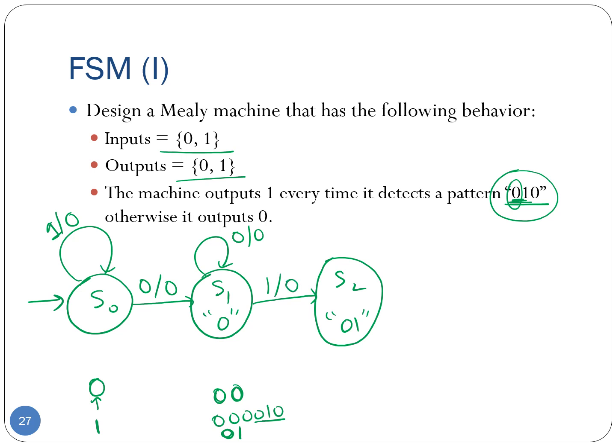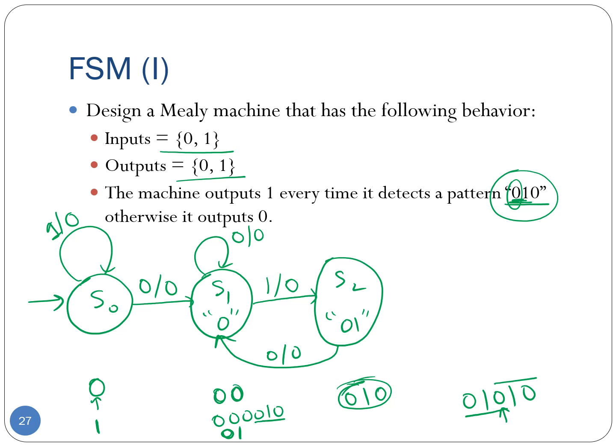Okay, at S2 here we have already seen 0 1. So now if we see another 0, it means the pattern is complete and we should output a 1. But the question is, where should we go? If repeating patterns are allowed, our patterns could be like this, 1 0 1 0, another 0 1 0. So this last 0 could also be the beginning of another pattern. So if we get a 0 here, we jump back to state S1 and we output a 1.